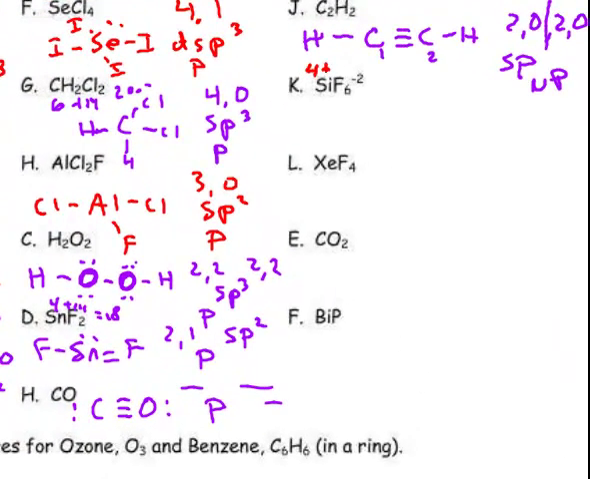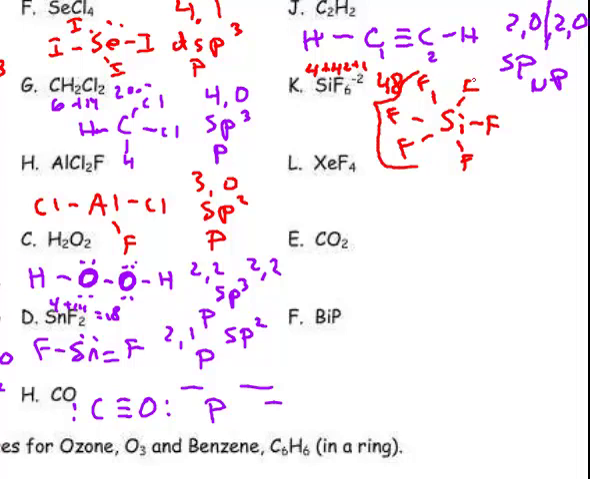4 plus 42 plus 2. So that's 48 electrons. Si in the middle, bonded to 6 Fs. 1, 2, 3, 4, 5, 6 Fs. Put it in brackets because of the charge. And we end up with 6 and 0. D2 sp3 and non-polar.